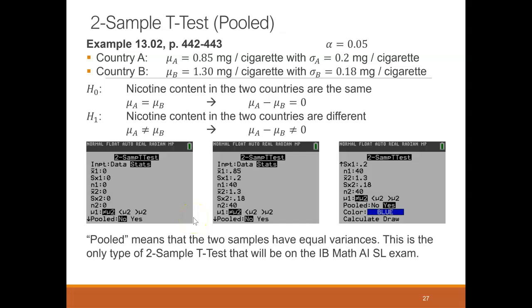So pooled means that the two samples have equal variances. This is the only type of t-test that I would ask you to do, or that the IB will ask you to do. It is always yes for pooled.